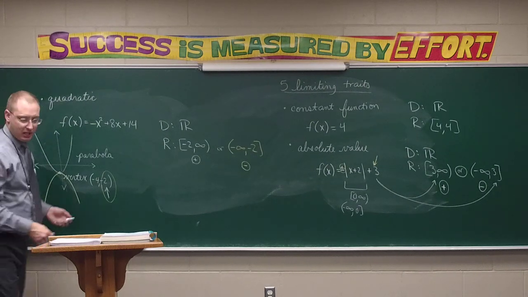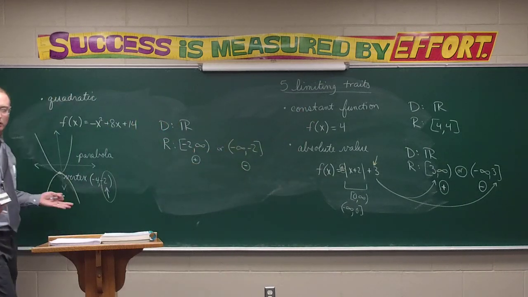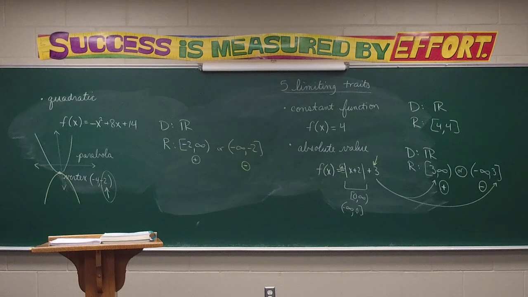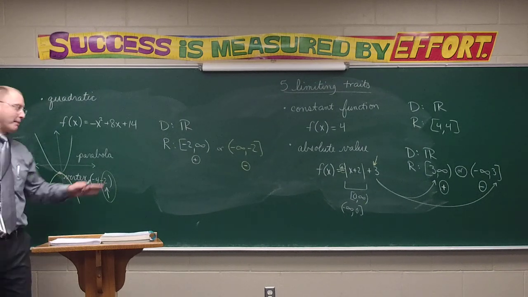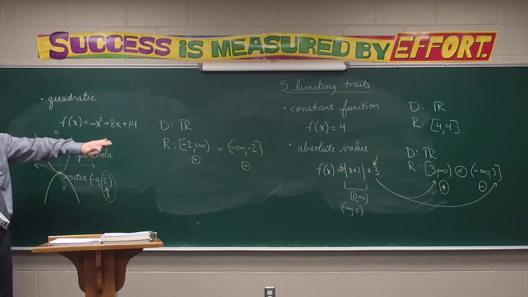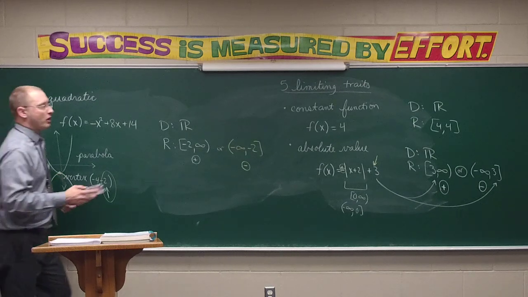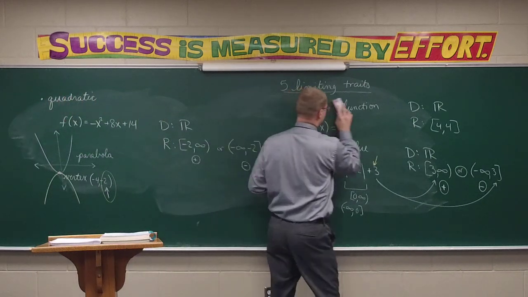All right, next limiting trait. By the way, notice all three of these, you can plug in whatever you want. No limitation on what you plug in for a constant function because there's nothing there. No limitation on what you can plug into an absolute value function. Now, what's it going to do with it? It's going to spit out a positive unless there's a negative in front of the absolute value. Same thing with the quadratic. You can plug in whatever you want, but that x squared is going to make it positive, right? And we'll know based on the vertex where that is. The next two, the domain is up for discussion.